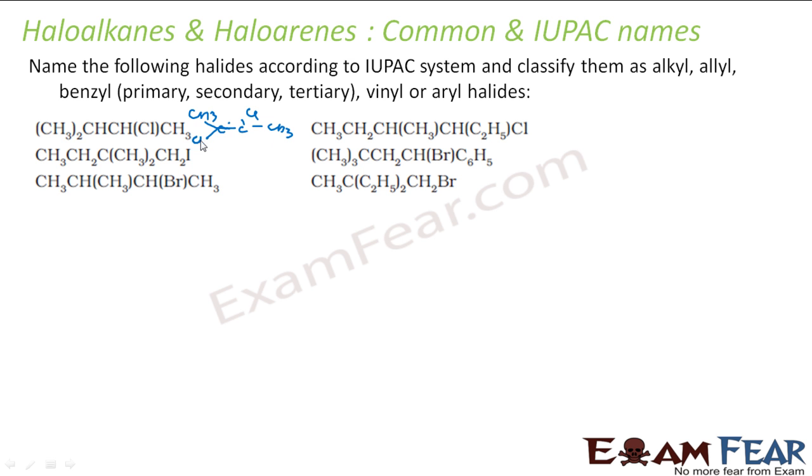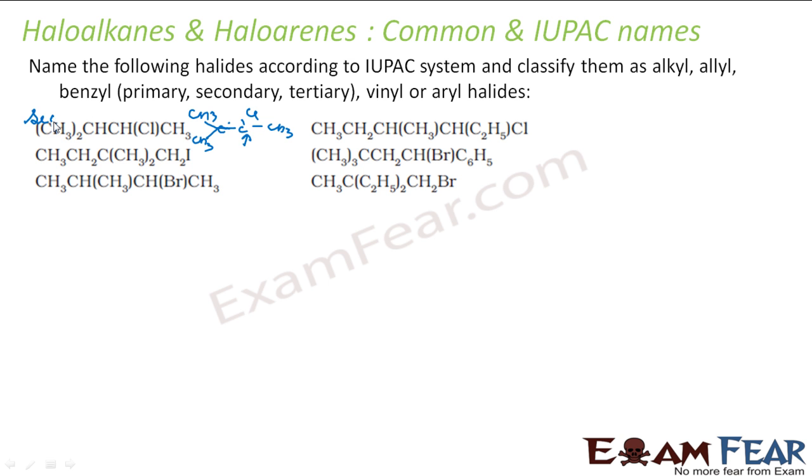This is the structure. You can add extra hydrogens. This is the structure, correct? So first we have to say whether it is alkyl, allyl or benzyl halide. So if you see, this is the chlorine, so this is my hydrocarbon, and this hydrocarbon is an alkyl, and this carbon is attached to 2 other carbon atoms, right? This hydrocarbon is attached to 2 other carbon atoms, so it is secondary alkyl halide.